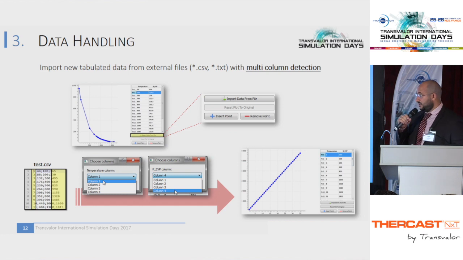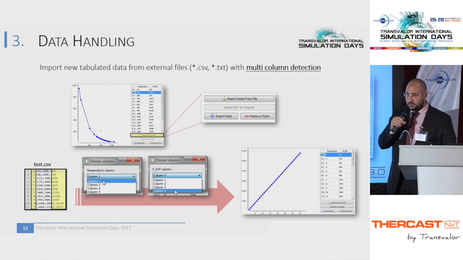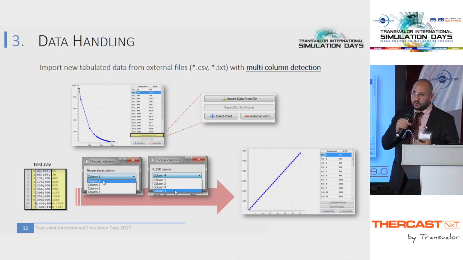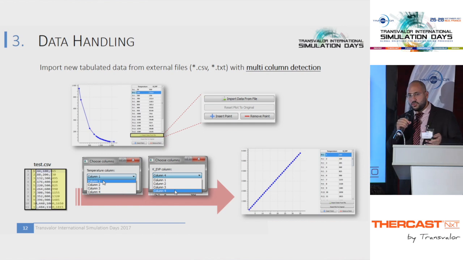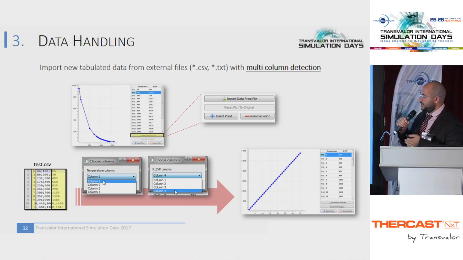The next interesting thing is that we are also able to import multi-column files, and everything is done automatically. If the file consists of more than 2 columns, you will be asked to choose which columns to import. This may facilitate the work sometimes. In this example, I had 4 columns and I chose the temperature column to be the first one and then the EVP consistency to be the last one. And once you hit import, you have this plot right away.